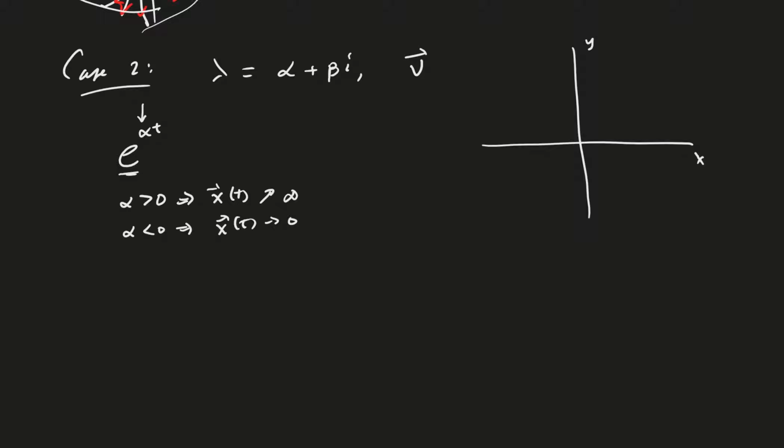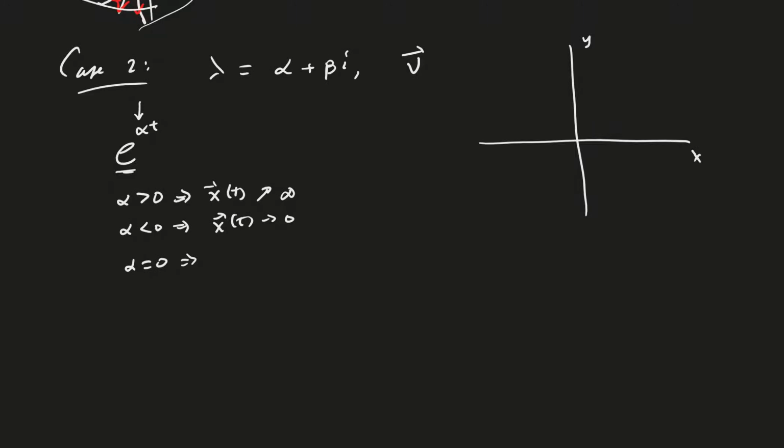And then the last case might be alpha equals 0. And in that case, we actually have a special case. The solutions are actually going to be periodic and cyclic. So your solutions are going to look like ellipses in the xy plane. Okay, and so we can separate the cases then, the complex cases, based on the real part of our complex number.